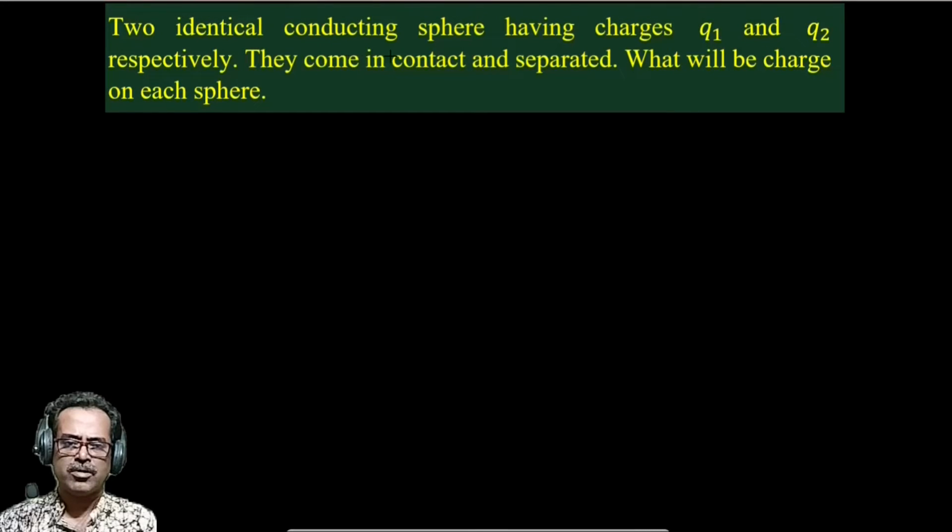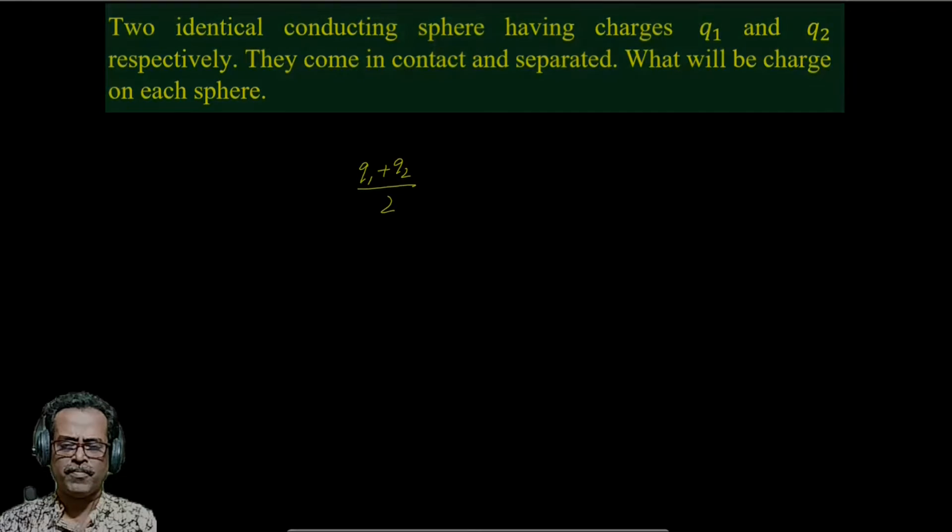Two identical conducting spheres having charges q1 and q2 respectively come in contact and are separated. What will be the charge on each sphere? Since the spheres are identical, they have equal capacity, and when they come in contact and are separated, the charge will be equally distributed. So each sphere contains q1 plus q2 by 2.